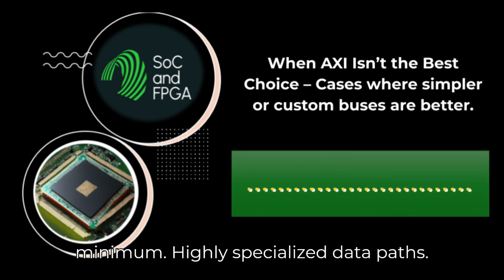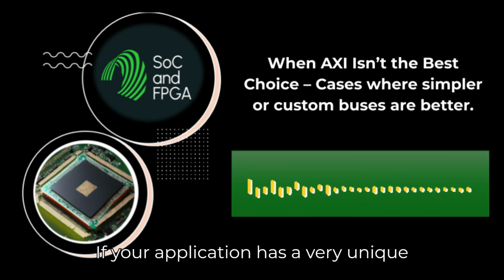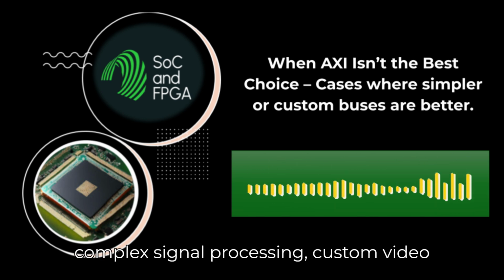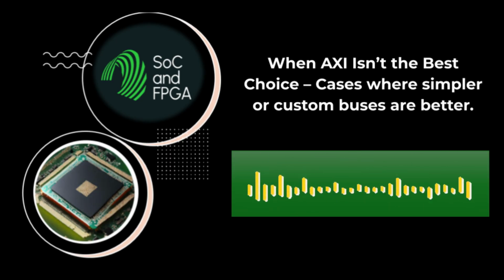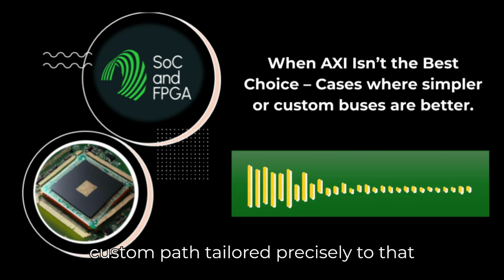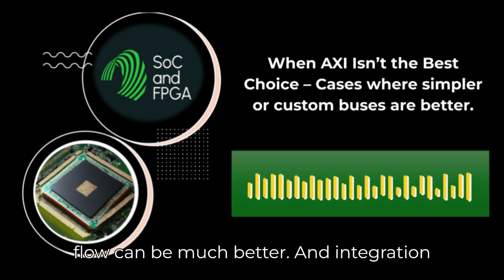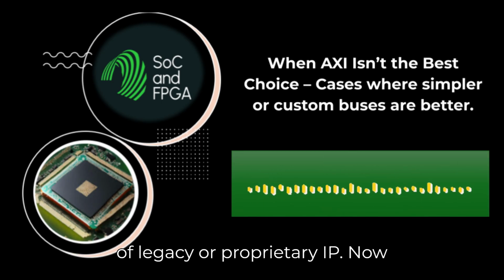Highly specialized data paths. If your application has a very unique, predictable data flow pattern, maybe complex signal processing, custom video algorithms, specialized AI accelerators, a standard bus might be inefficient. A custom path tailored precisely to that flow can be much better. And integration of legacy or proprietary IP.